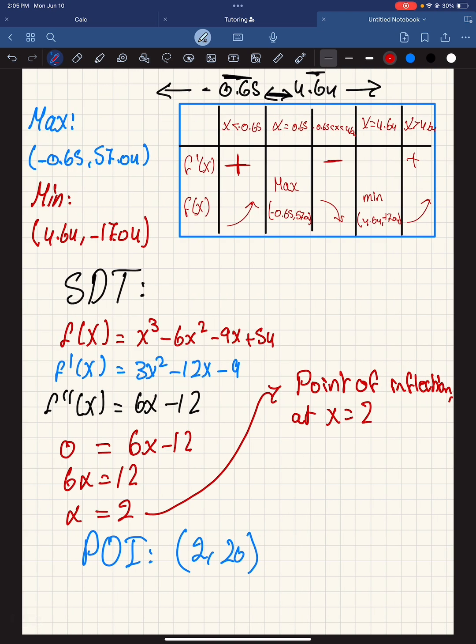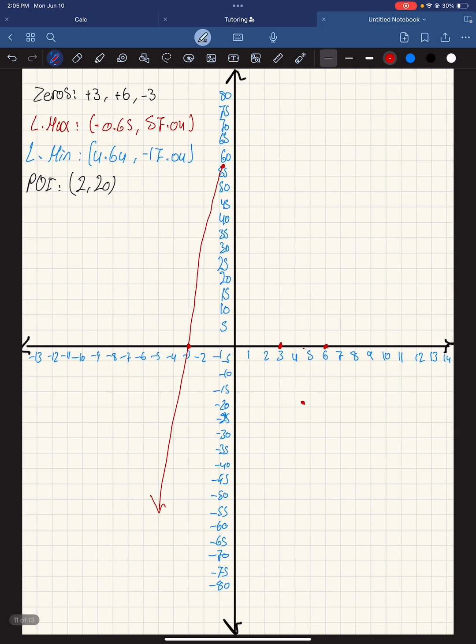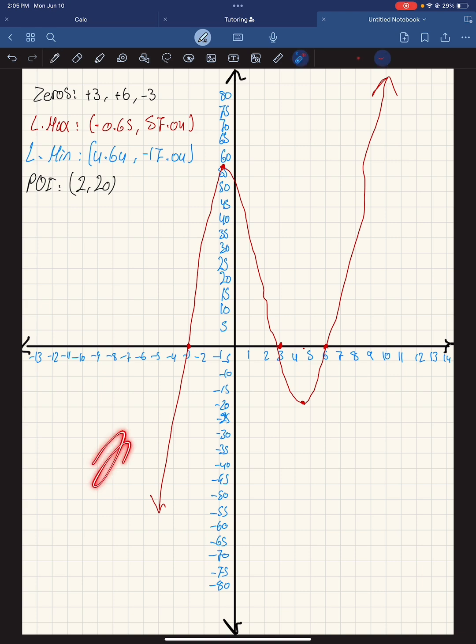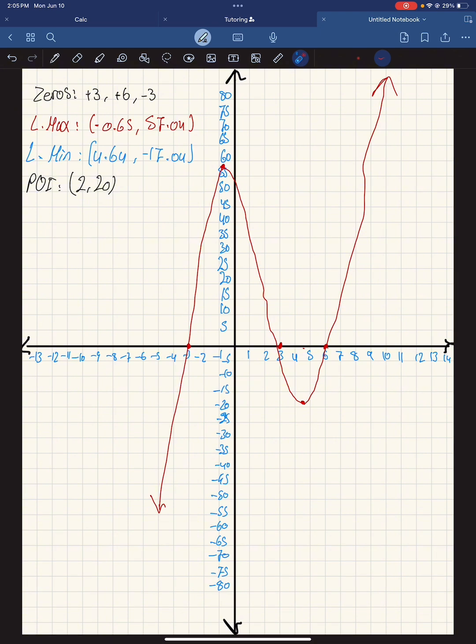And then it's going to start decreasing from negative 0.65 to 4.64, which means it's going to keep decreasing now, and it's going to go down, and then it's going to go back up, since we know it's an odd degree polynomial, and it's going to start in this quadrant and finish in this quadrant, and it's going to go somewhere like this. So this is as accurate of a sketch as you can get of your graph.